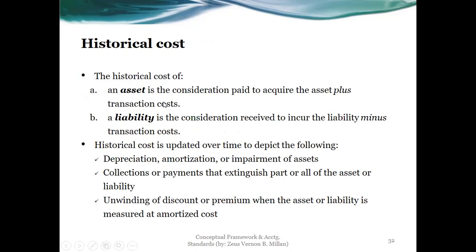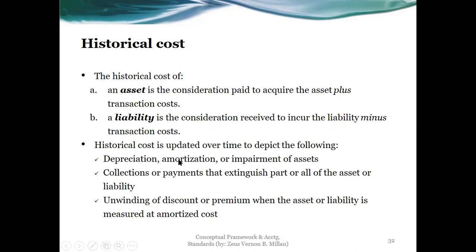So for example, if we acquired a machinery, then all costs needed so that the machine can be used will be forming part of the asset. And the liability would be all amounts paid for that or them minus the transaction costs. So the opposite of asset. Historical cost anyway is outdated for sure as we go along the way in our business. That's why it would be updated by the following items.